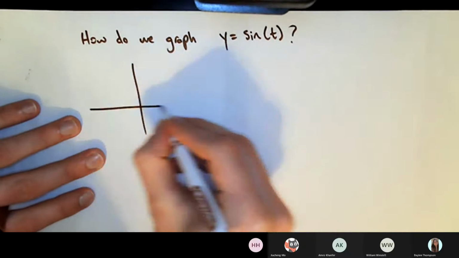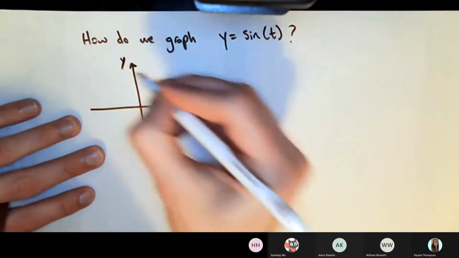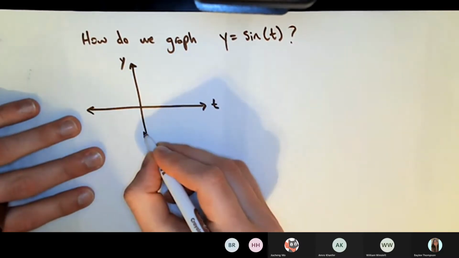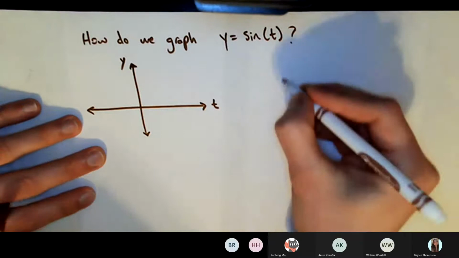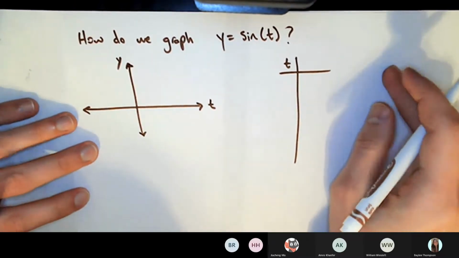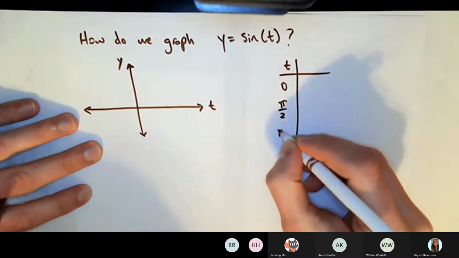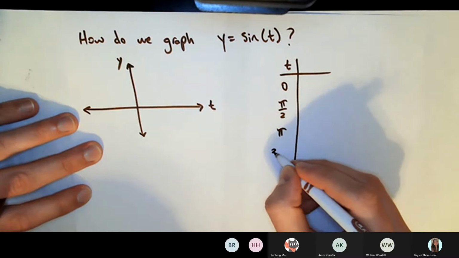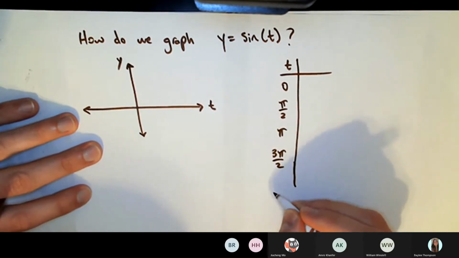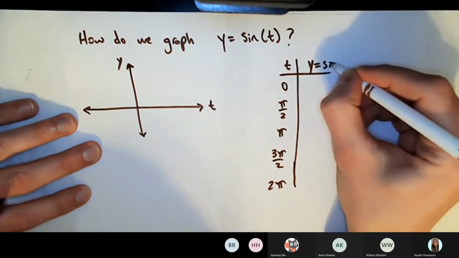So when I graph this, instead of a vertical x-axis like I did for cosine, I'm going to graph it with a vertical y-axis. And of course, the horizontal axis is still t. Here's my little table of values where, again, I'm going to pick some very nice angles: 0, pi on 2, pi, those half multiples of pi, because I don't want to have to graph square roots of 2 and stuff like that. So that's why I'm picking these again. And then here I have y equals sine of t.